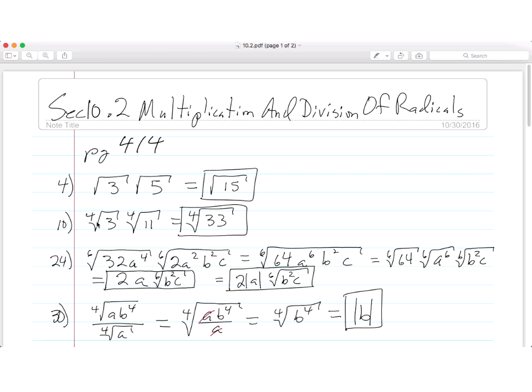Let's do problem number 10. The 4th root of 3 times the 4th root of 11. Since the indices are the same, they're both 4, this will be the 4th root of 3 times 11, 33.